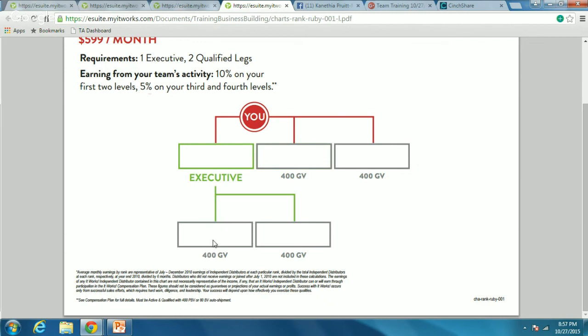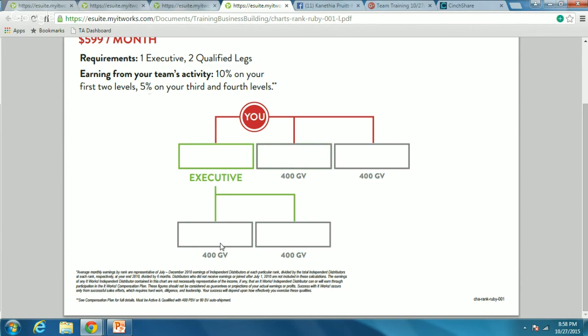So as long as this one leg under the person that's an executive is 400, that's considered a qualified leg, which is this 400 GV leg. And to be an executive, you have to have 2 qualified legs. So you have to have 2 legs that have 400 GV. And like I said, if you only have 2 distributors, those distributors are going to have the 400 volume. But if your distributor signs a distributor, those 2 combined in that leg are going to have to be 400. So that's how that works.